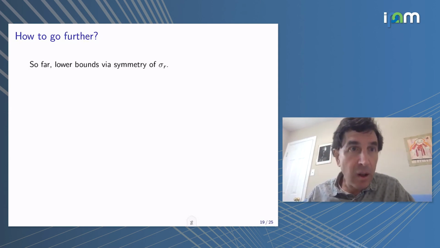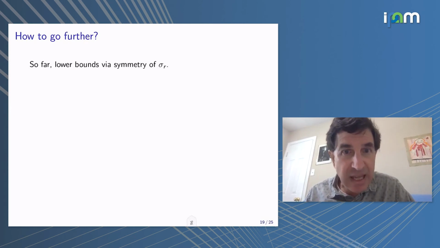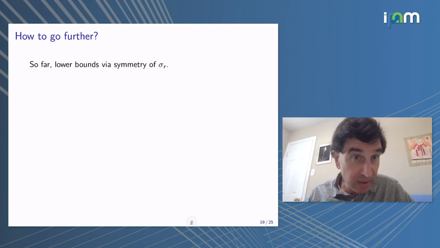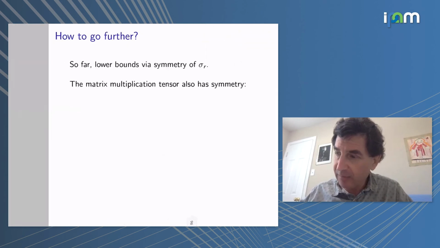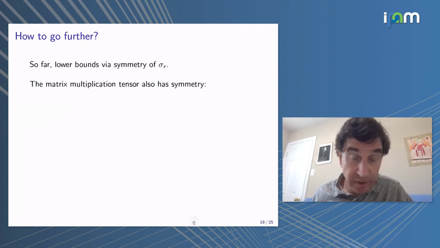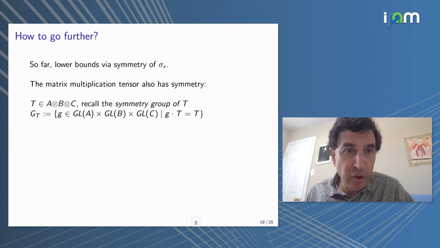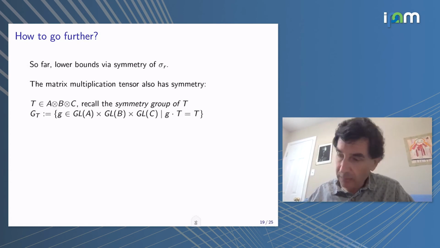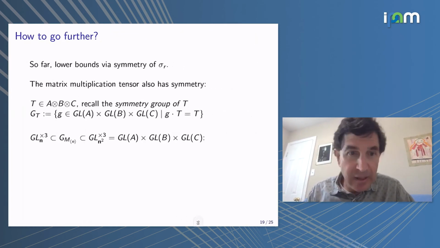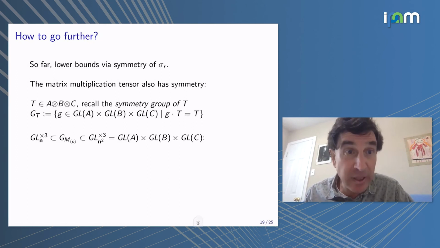So far, all I've talked about is the symmetry of the set of tensors of border rank at most R. But we could be interested in that object, but we're also interested in a particular point, the matrix multiplication tensor. And it also has symmetry. Remember, if you have a tensor, you can define its symmetry group by the change of bases in each of the three vector spaces that don't change your tensor. And it turns out that the matrix multiplication tensor, so here GL_A is GL_{N squared} because it's acting on an N squared dimensional vector space.